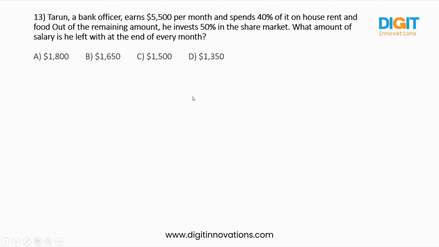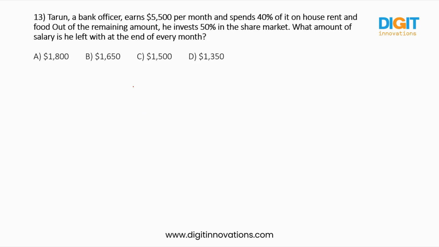Next one. Tarun, a bank officer, earns 5,500 per month and spends 40% of it on house rent and food. From the remaining amount, he invests 50% in the share market. What amount of salary is he left with at the end of every month?